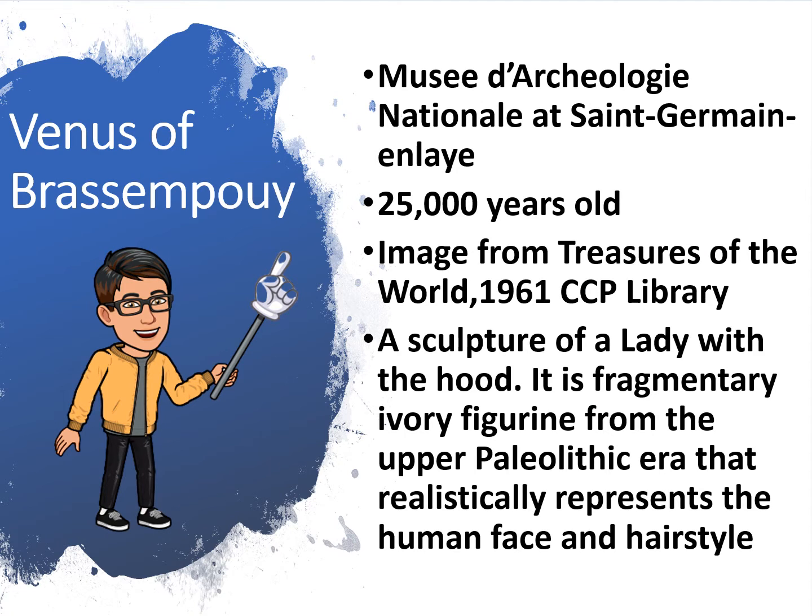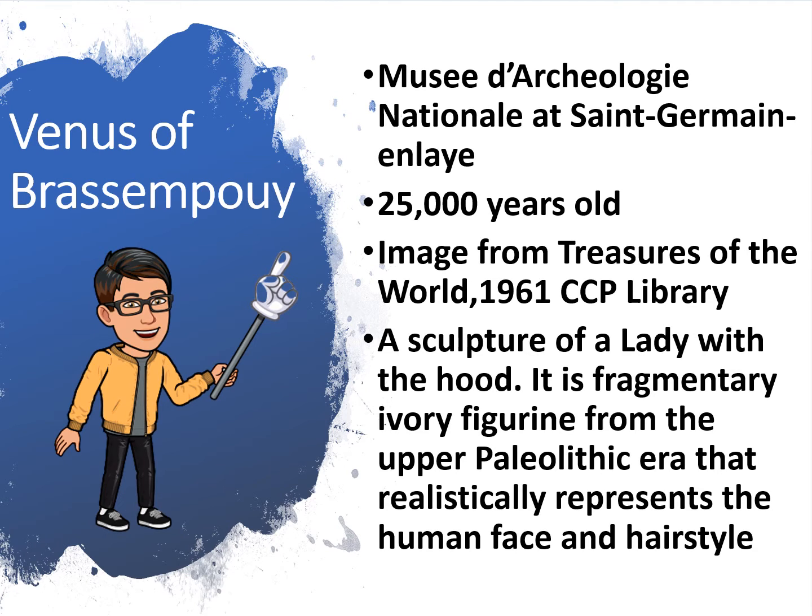So next is the Venus of Brassempouy. Okay, so Venus of Brassempouy is already a 25,000 years old sculpture. The image from Treasures of the World 1961 CCP Library also. And a sculpture of a lady with a hood. It is fragmentary ivory figurine from the Upper Paleolithic era that realistically represents the human face and hairstyle.